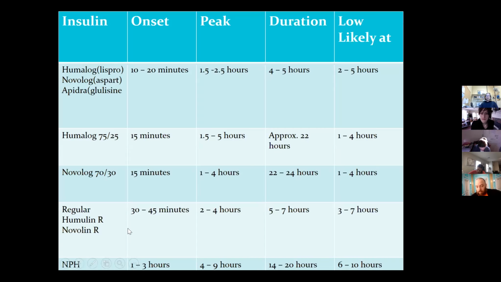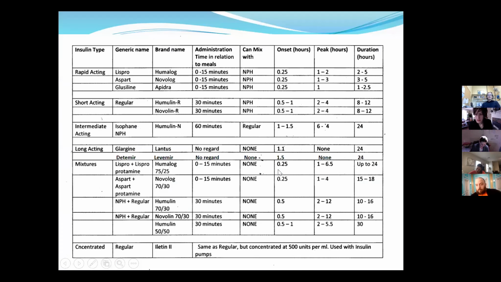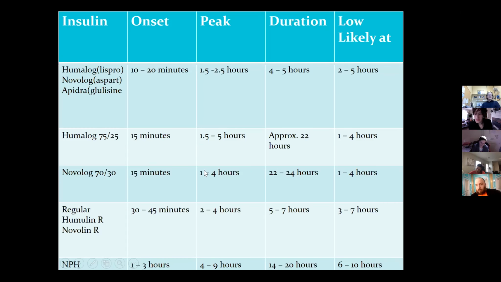Regular insulin is what we consider to be short acting. Its onset of action is about 30 to 45 minutes. It peaks in 2 to 4 hours. And as you can see, it has a longer duration than the rapid acting. And let's see, that's the regular, the NPH. I don't know if you can see the bottom of this slide.